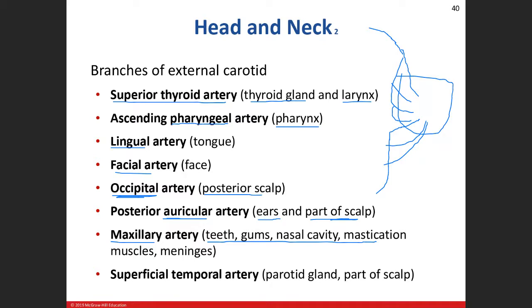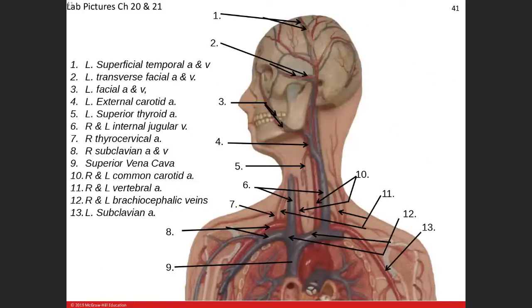Okay, superficial temporal artery. All right, again, lateral portion, superior portion of your head, but also, what's the parotid gland? We haven't learned that yet, but that is going to be one of the digestive glands that sits right near, in front of your ear. All right, right by your jaw there. Okay, that's the superficial temporal artery.